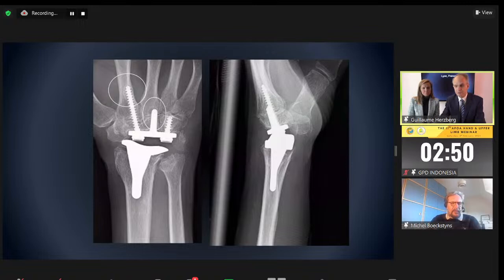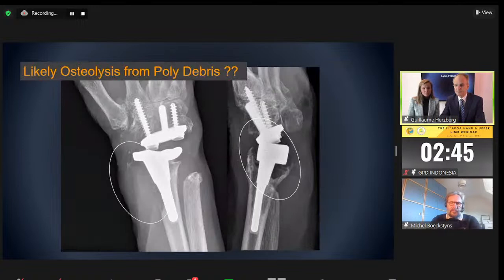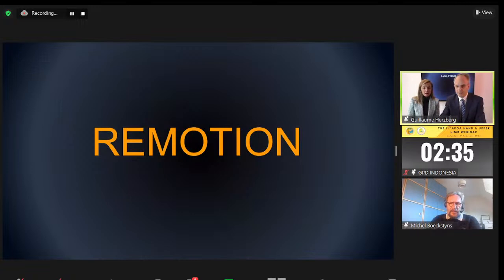Look at this one. So what's the cause? Is it stress shielding? Is it poly debris? Michel will talk more about that later. And we go now to the complications of the Remotion, with the focus on the periprosthetic osteolysis of the Remotion.